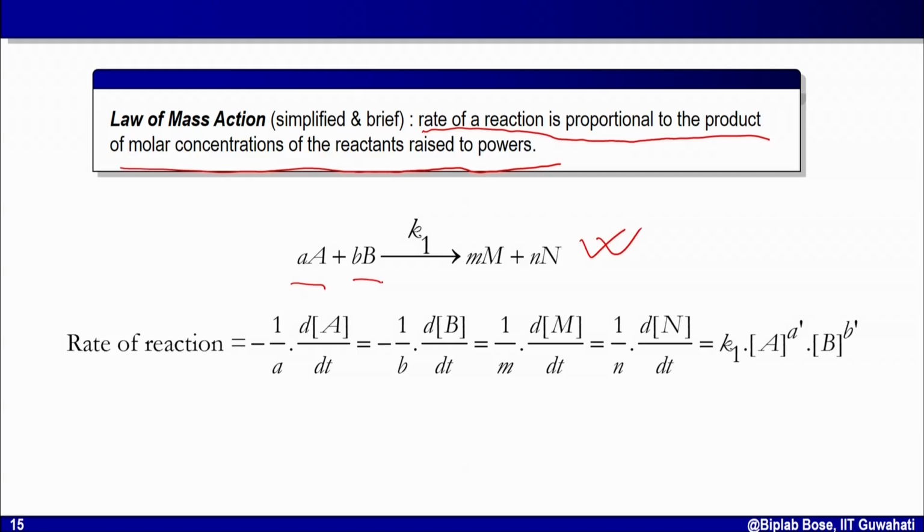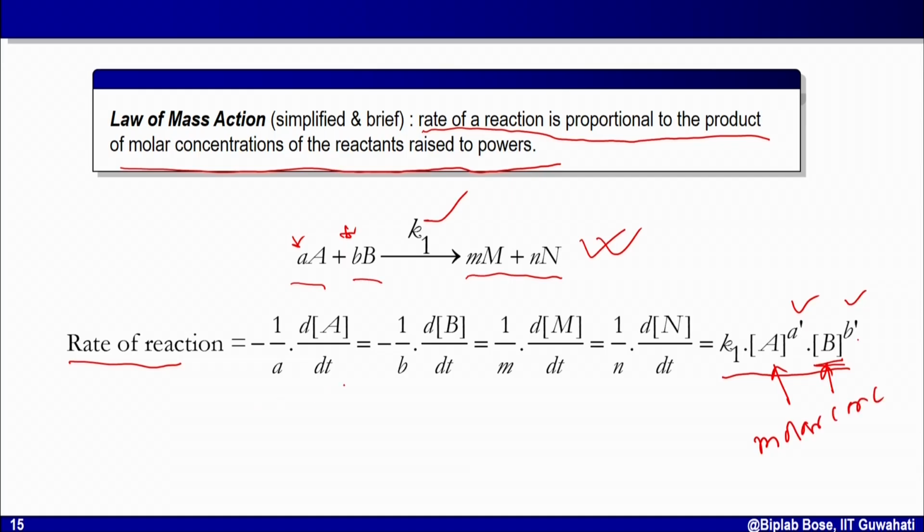A is reacting with B. The small a and small b are stoichiometric constants, giving rise to M and N with a rate constant K1. So the rate of reaction should be proportional to the concentration of each of these reactants A and B raised to the power. So it is written as rate of reaction is equal to K1 into concentration of A to the power a prime into concentration of B to the power b prime. Remember, both these in square brackets are molar concentrations.